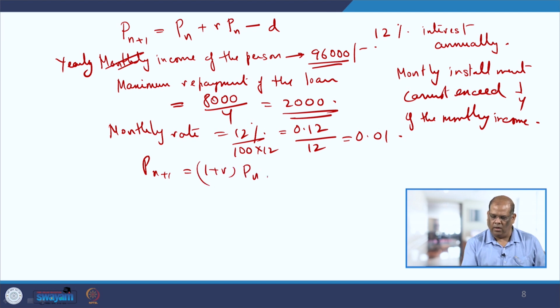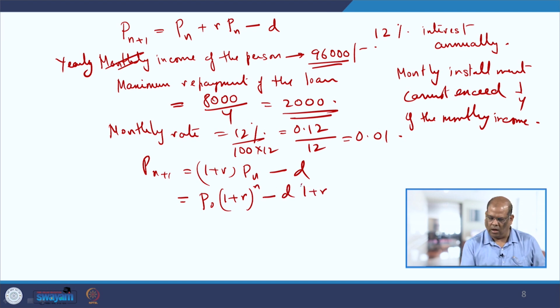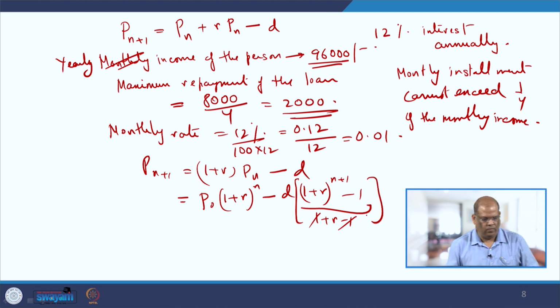If you now put everything here, P n plus 1 equals 1 plus R times P n minus your installment D, and we know the solution of this is P0 times 1 plus R to the power n minus D times (1 plus R to the power n plus 1 minus 1) divided by (1 plus R minus 1), which is R. This is the solution. Now, say he took the loan for 25 years, which is 300 months.